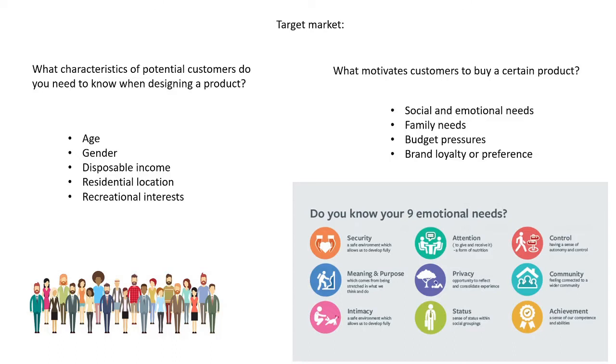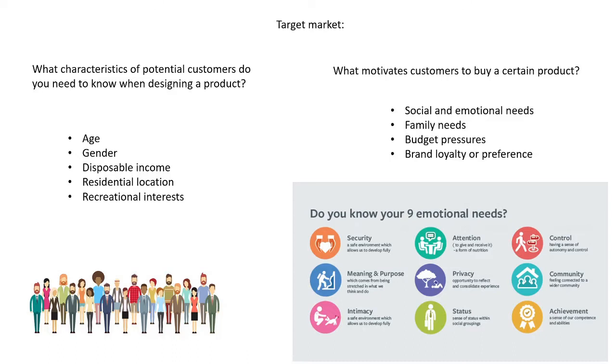How much extra disposable income do they have? Residential location, so where do they actually live? Different hobbies and different interests depending on where they live in the country or where they live in the world. And then recreational interests. So what are people's areas, like their hobbies? What are people more likely to invest in because they're interested in it? Those are certain areas that you can break down into target markets.